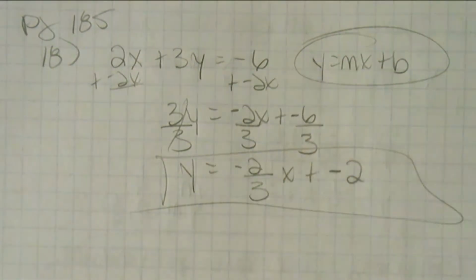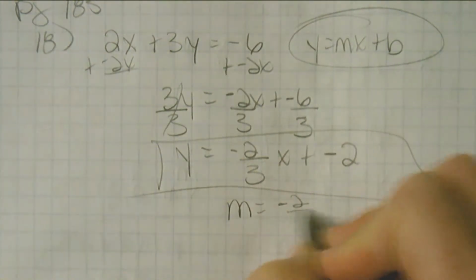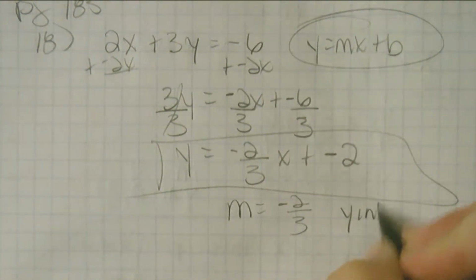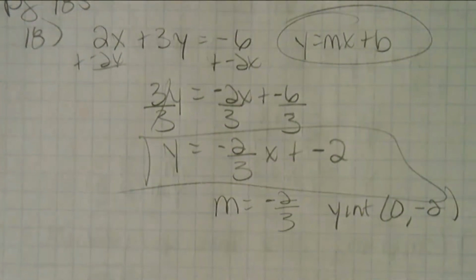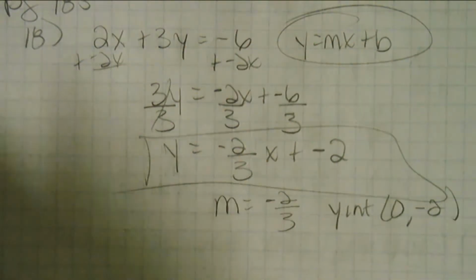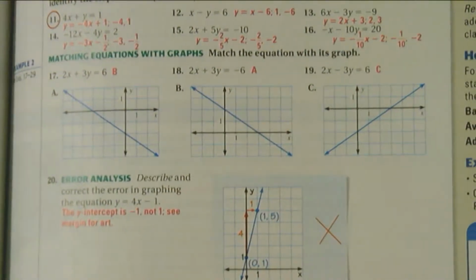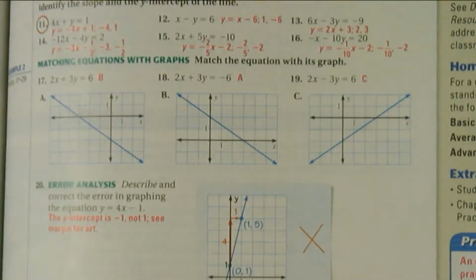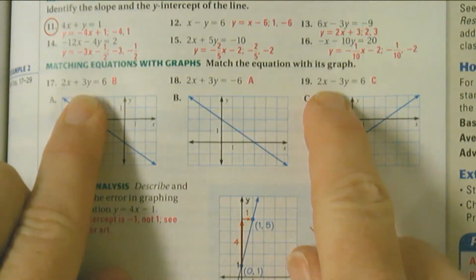So here is my equation. My slope is -2/3. My y-intercept is 0, -2. So the thing is, when we are doing these equations, once we turn them into slope-intercept form, the first thing we're going to look at is your y-intercept, and the second thing you're going to look at is your slope. And if you recognize, they're all exactly the same, just with different signs.